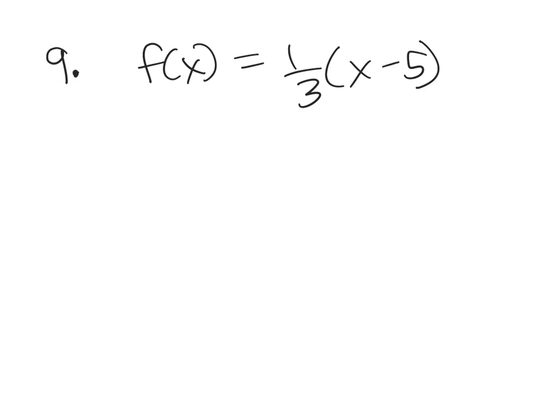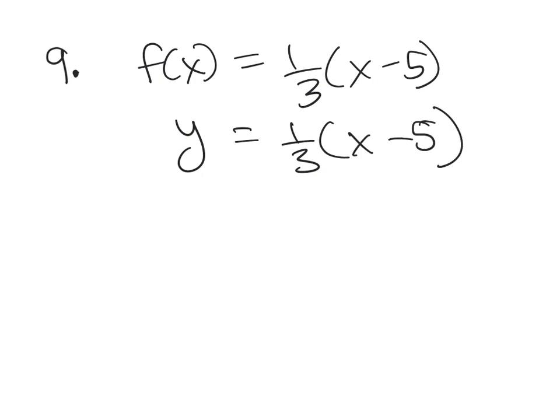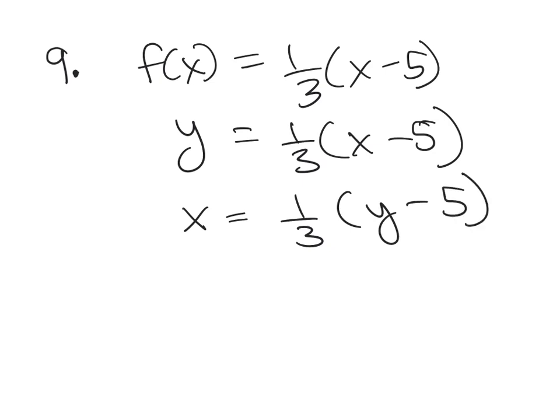You switch the x and y. So f of x is standing for the y. Now I'm going to switch the x and y's. And now I need to solve for y. To solve for y, I'm going to multiply both sides by 3. That goes away there.